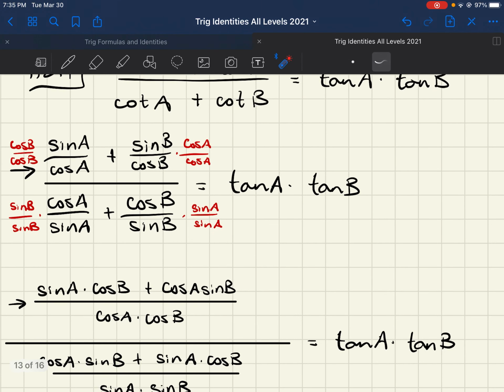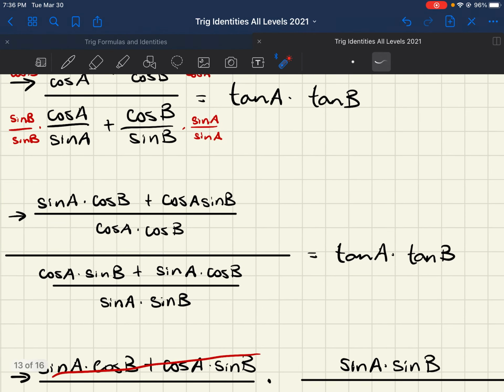Then I do the same thing in the big denominator. I've got sine A and sine B, so let's multiply by the pieces that they're missing. And when we do that, with these common denominators, then we can add the numerators together. So we have sine A cosine B plus cosine A sine B over the common denominator, cosine A cosine B, over, same deal here, cosine A sine B plus sine A cosine B, that's this, over the common denominator sine A sine B.